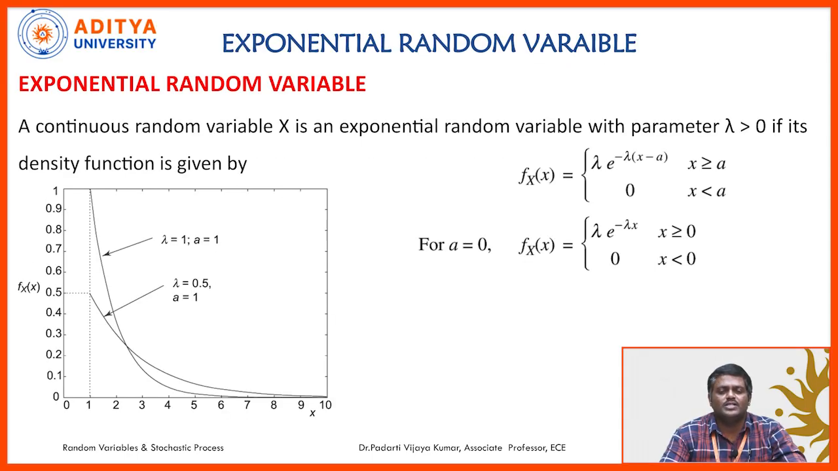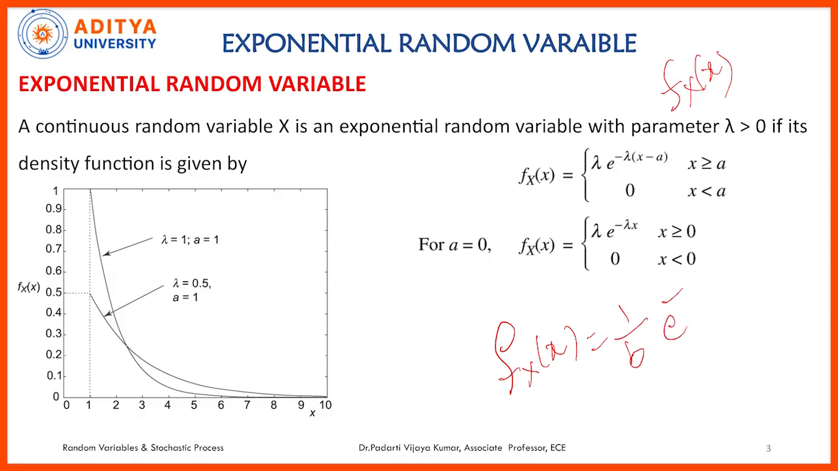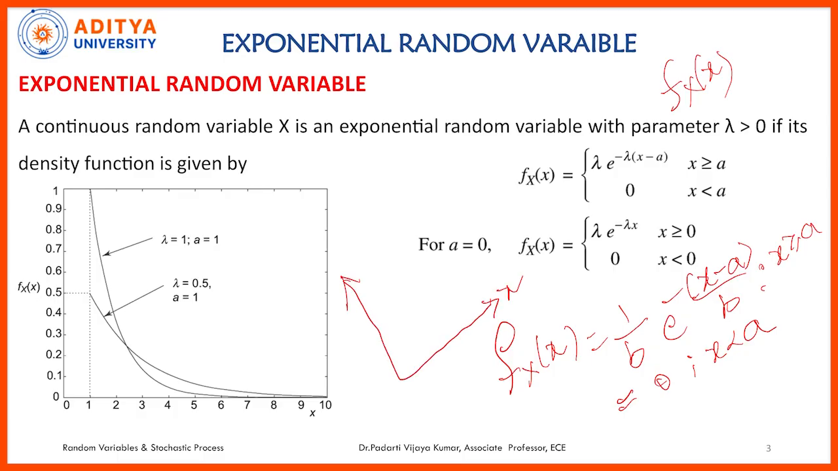A random variable is said to be an exponential random variable if it follows the density function f_X(x) is equal to 1 by b e power minus of (x minus a) by b if x is greater than or equal to a, and is equal to 0 when x is less than a. This is the exponential probability density function. Any random variable which follows this kind of density function, we term it as an exponential random variable. When you see the plot, the exponential random variable is a decaying function. Decaying starts from a when x is greater than a, and its maximum value is equal to 1 by b.